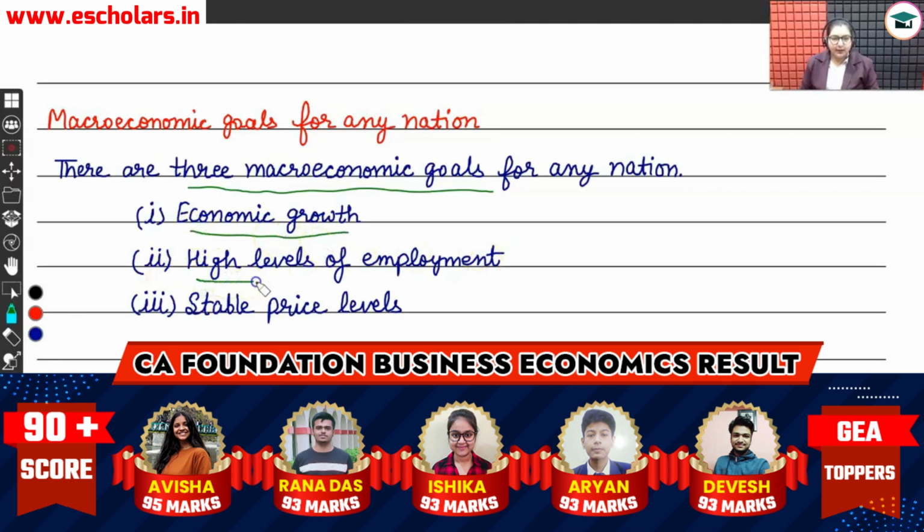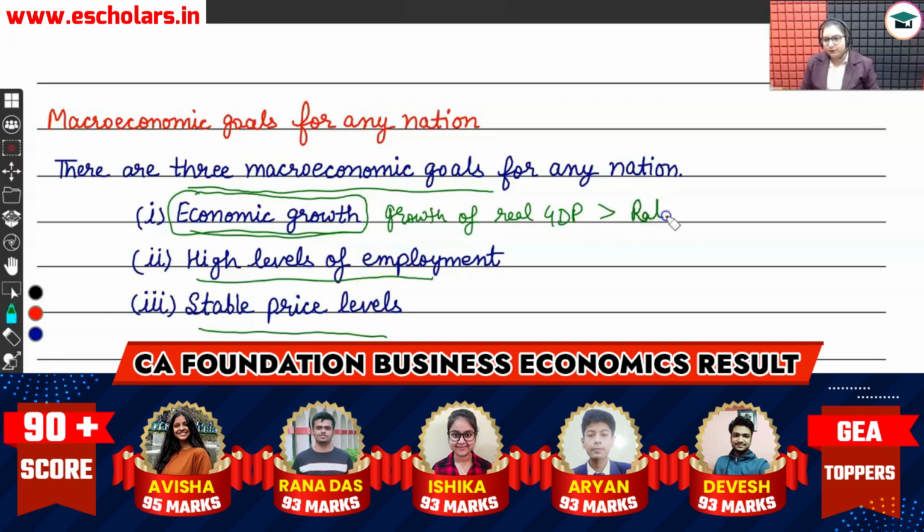Further, students, there are three macroeconomic goals which every country wants to achieve, and those are economic growth, high levels of employment, and stable price levels. Now, what is economic growth? Economic growth occurs whenever the growth of real GDP of the economy is greater than the rate of population growth in that particular economy.